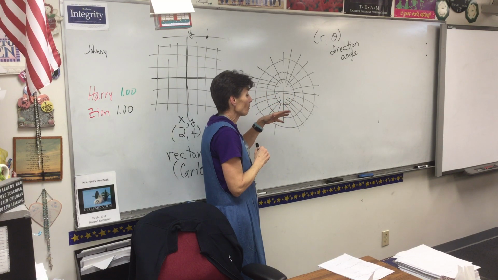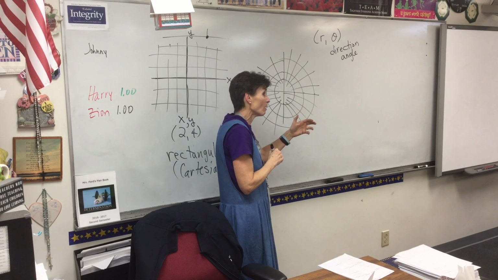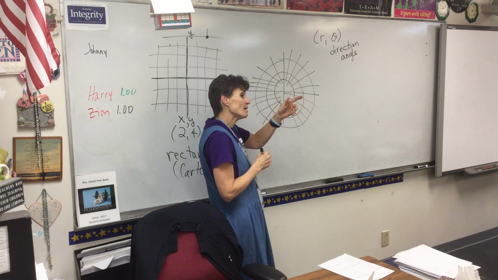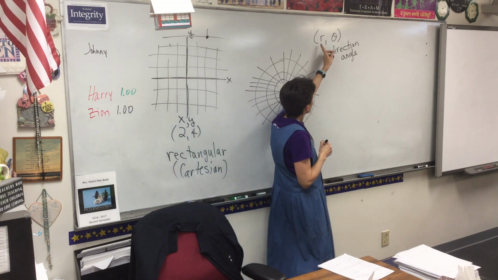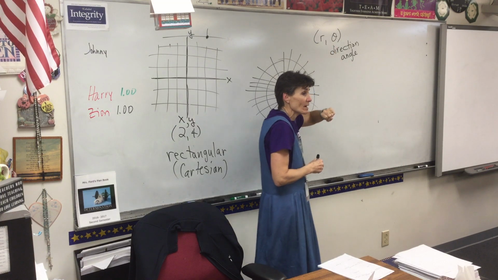So when we start plotting, and we're not doing that today, but when we start plotting points tomorrow, probably, or whenever I see you again, we will have to keep in mind that r is how many circles out we count, and theta is the direction angle.